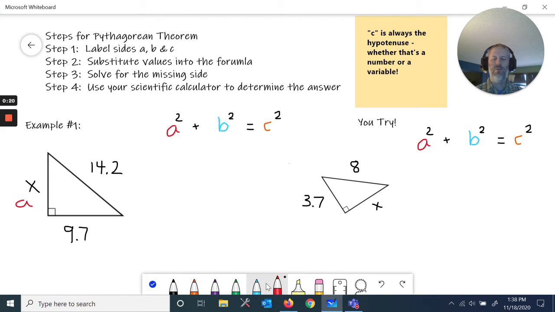So first things first, I'm going to label my sides. There's side A, there's side B, there's side C. And I like to use color to keep things nice and lined up. So my A right here is my X, it's the red one. So X squared plus my B, which is 9.7 squared, equals my C squared, which is 14.2 squared.